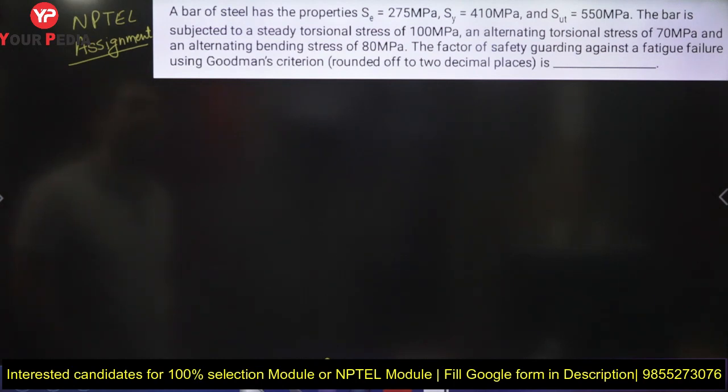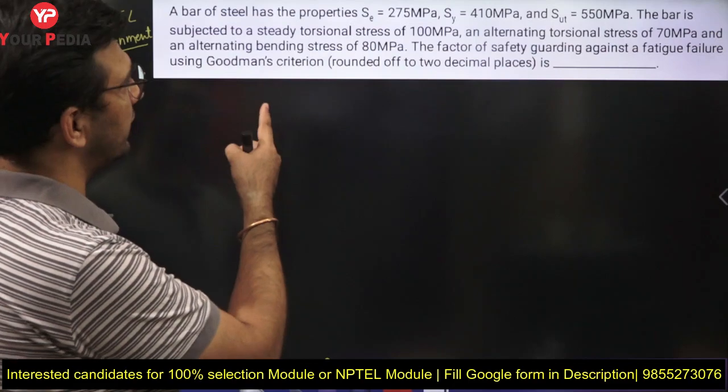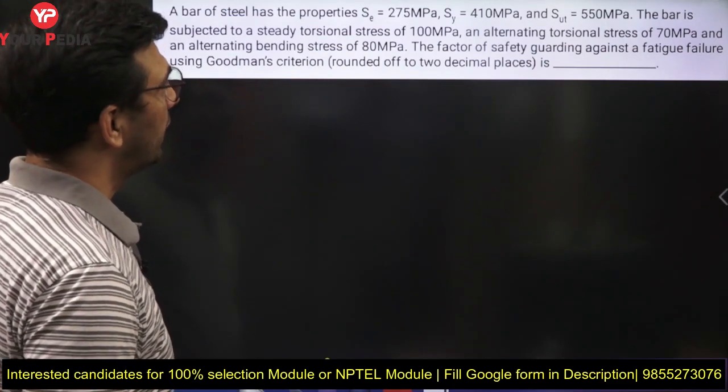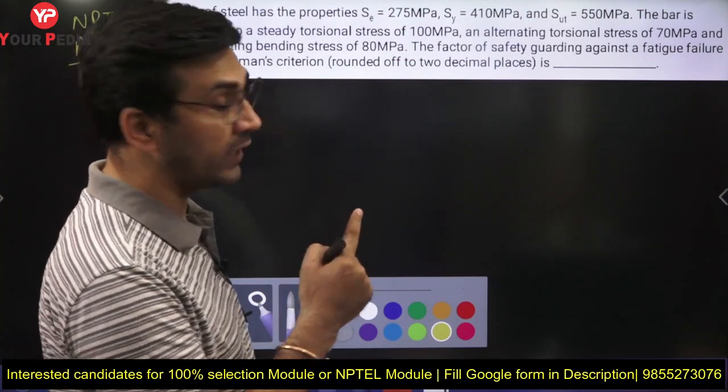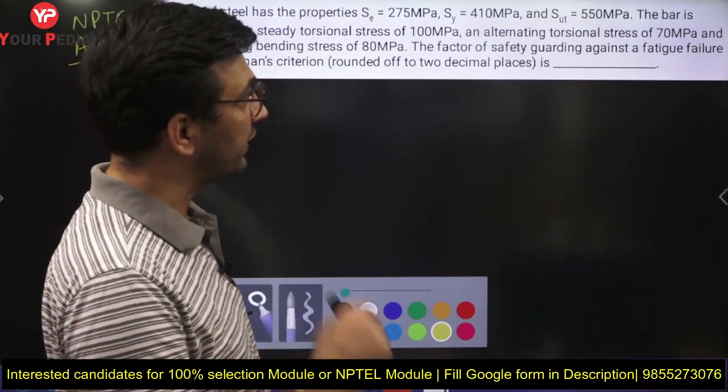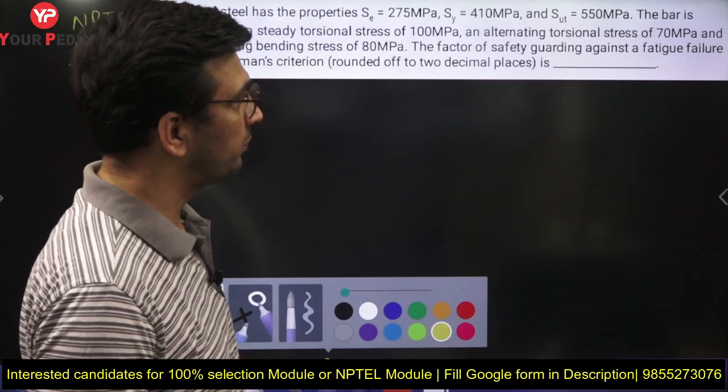Just see what it says: a bar of steel has properties where some properties are given. For example, SE is the endurance limit, SY is the yield strength, and then you have the ultimate strength as 550 megapascal for that material.